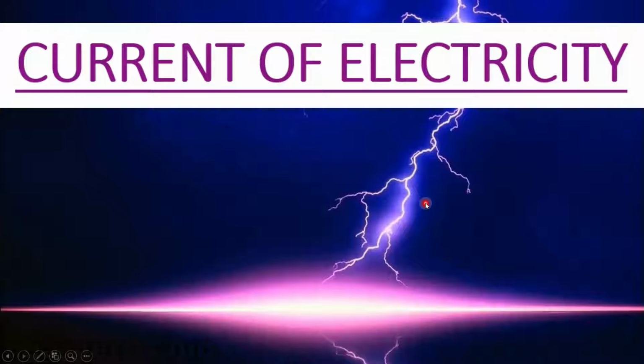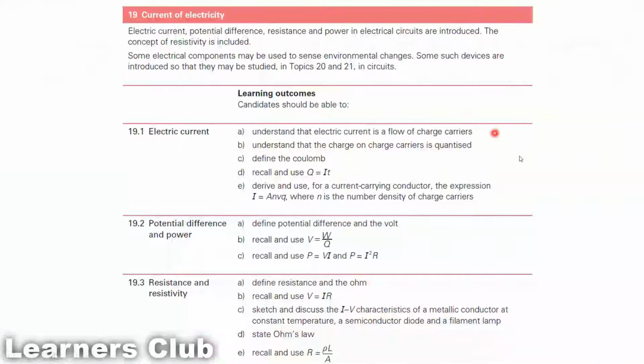Today we are going to see current of electricity. This is the syllabus for current of electricity. This is for physics code 9702. It's unit 19. This portion is only for AS syllabus.